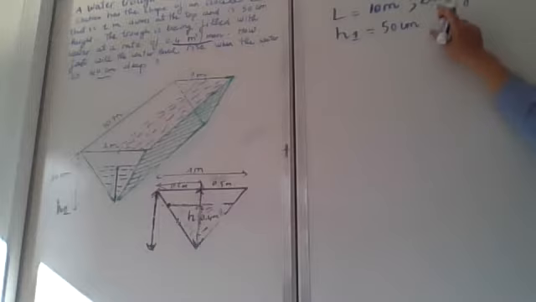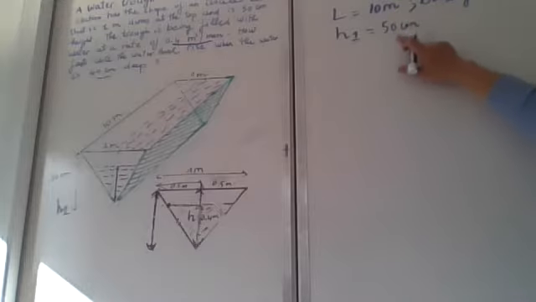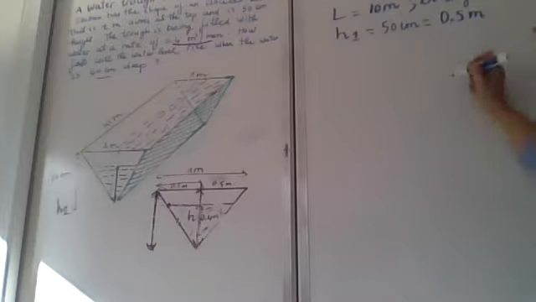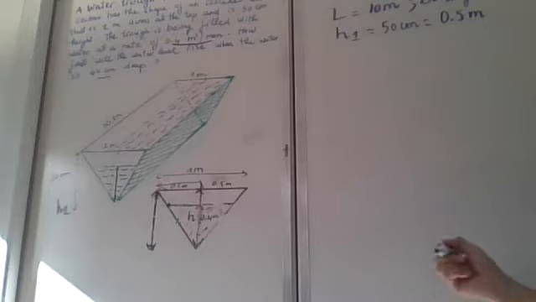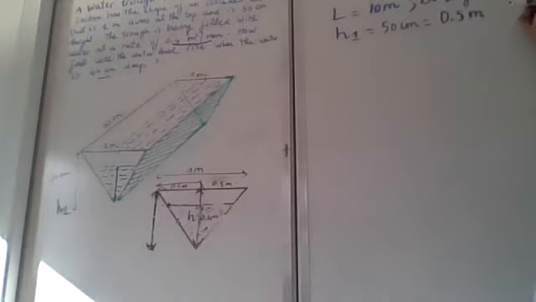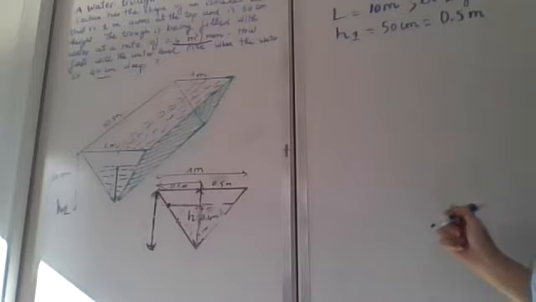Now, I don't like the different units, right? Because we're talking about meter cube and 10 meters long, and here we have centimeters. So I'm going to change this to meters as well. So 50 centimeters equals 0.5 meter. So we know the height 1 is 0.5 meter. What else do we know? The base is 1 meter, and that's in unit meter.